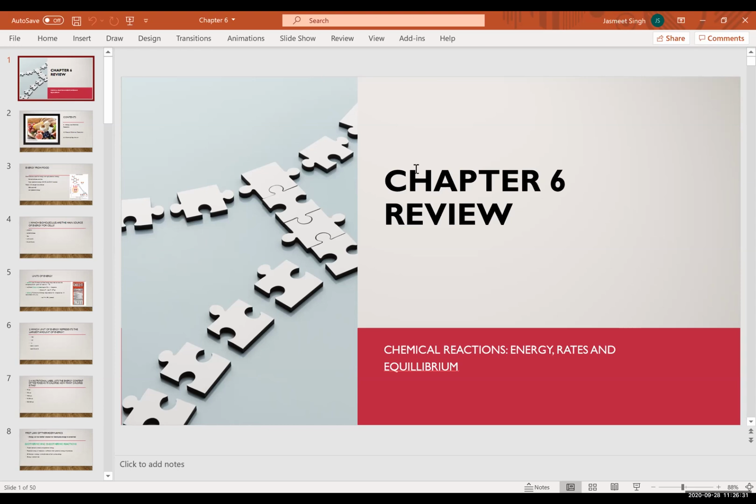In chapter 6, we will learn about energy, rate of, and equilibrium in a chemical reaction. There are three subtopics which will be covered in this chapter. First, we will discuss the energy in a chemical reaction. What happens to energy when a chemical reaction takes place, and then we'll discuss rates.